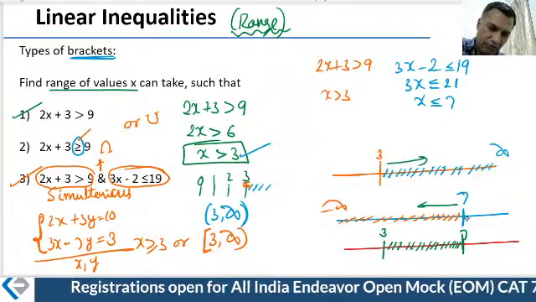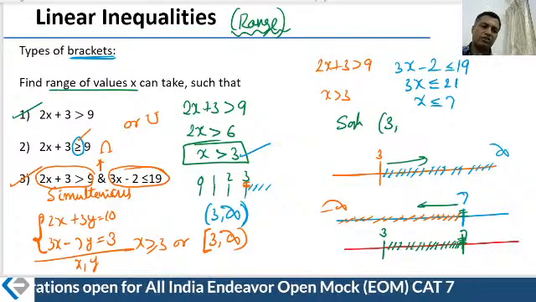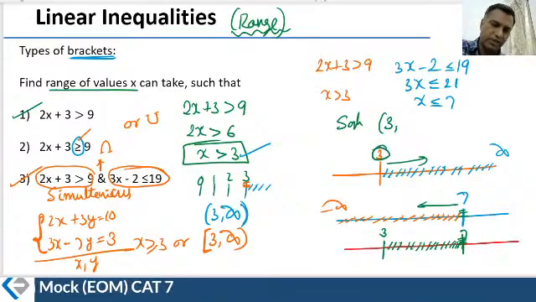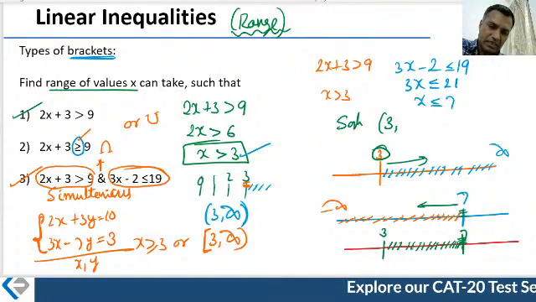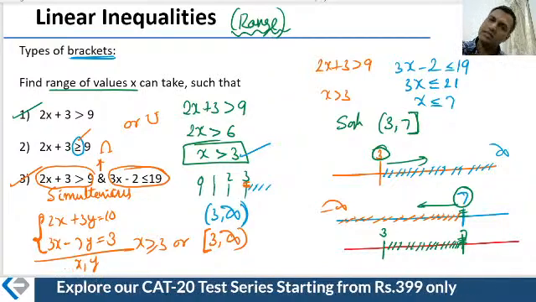Is 7 included? Of course yes. Therefore, how do you represent this particular thought, my friends? The solution set is greater than 3, with 3 not included, because 3 is not included here, but 7 is included. Therefore for all the values between 3 and 7 in which 7 is included but not 3, we get both the inequalities simultaneously satisfied.